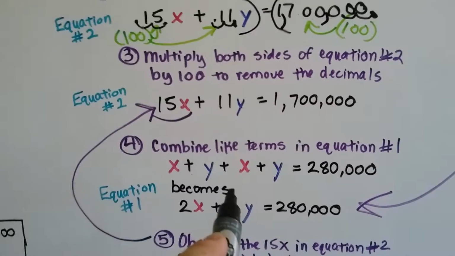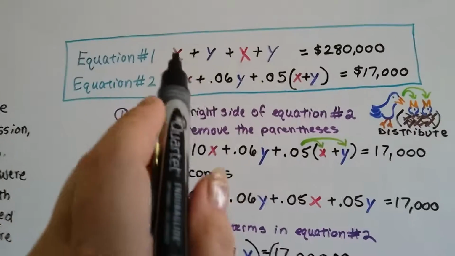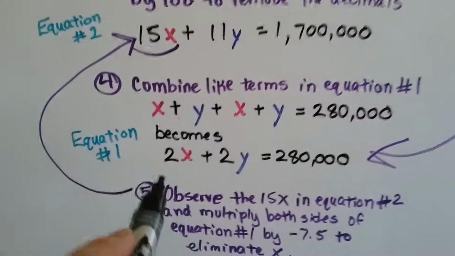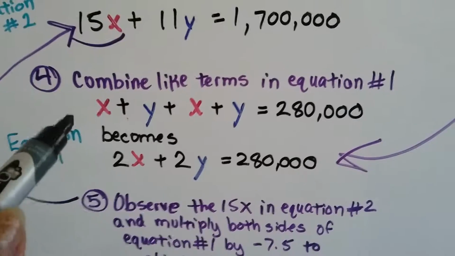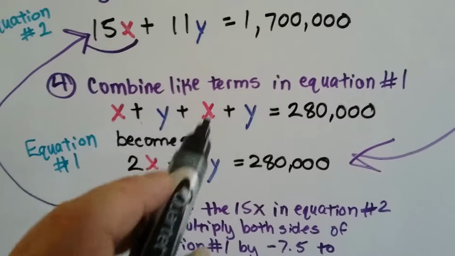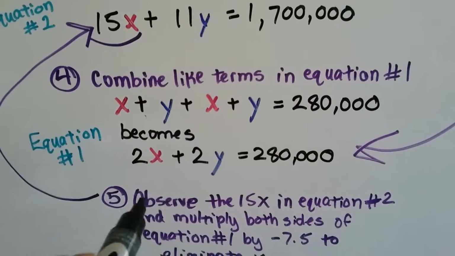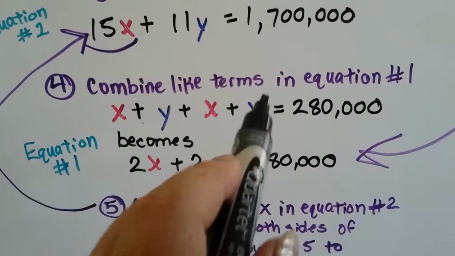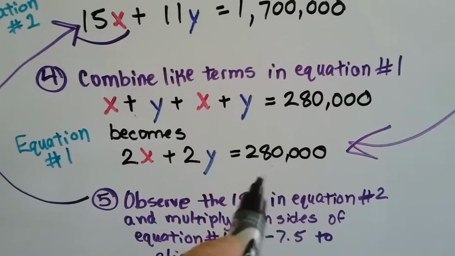Now it's equation 1's turn. So you remember equation 1? x plus y plus x plus y equals 280,000. So now we need to combine the like terms in equation 1. So the x plus y plus x plus y equals 280,000 becomes 2x plus 2y. See? And it equals 280,000.